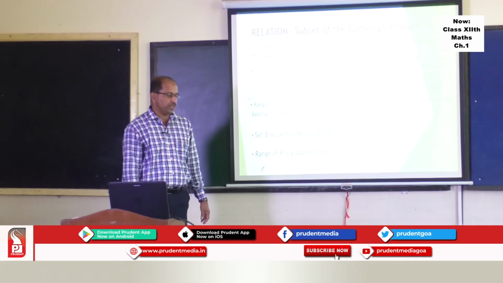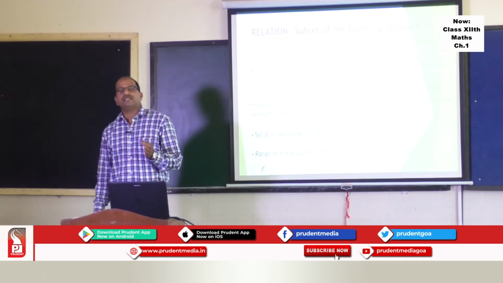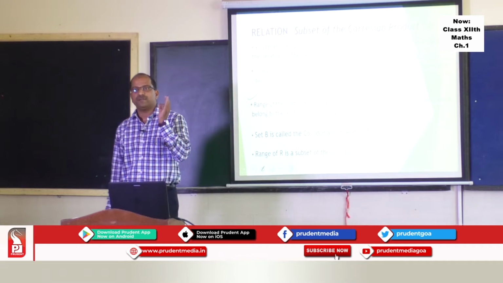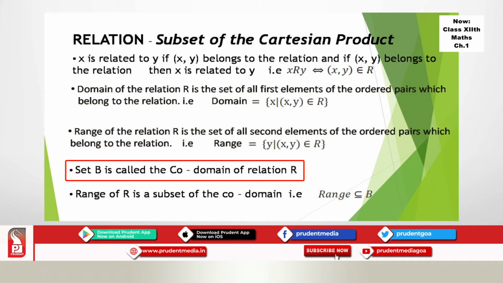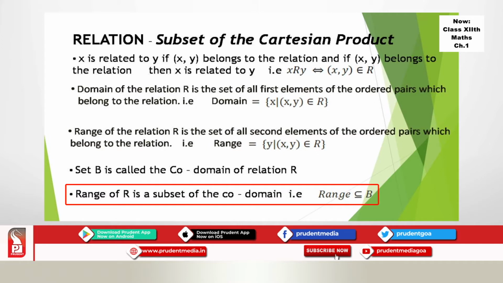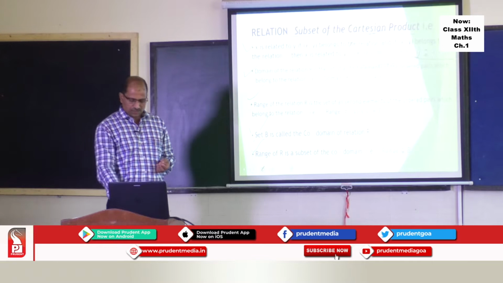I have already told you the notation for a relation: it is denoted by capital letter R. The whole set B is called the codomain. It is not necessary that the range is equal to the codomain. The range is a subset of the codomain. Okay, let us go to the next slide.